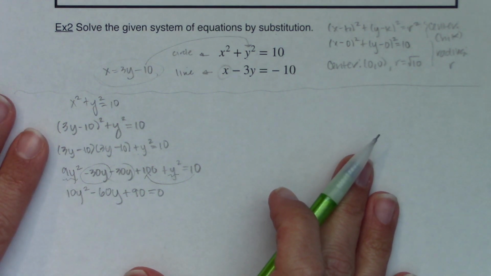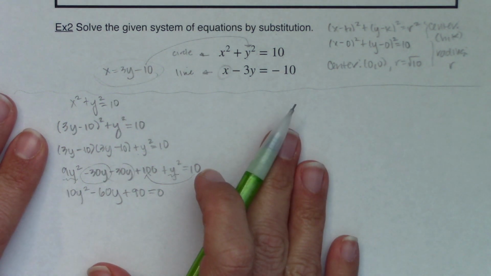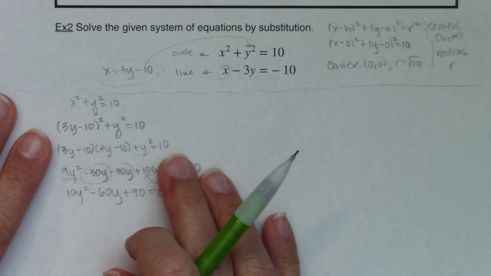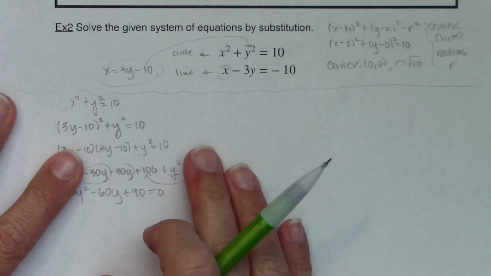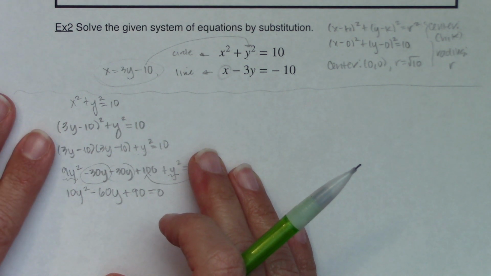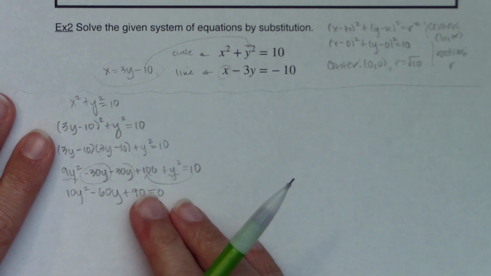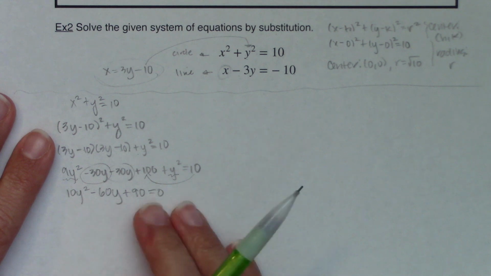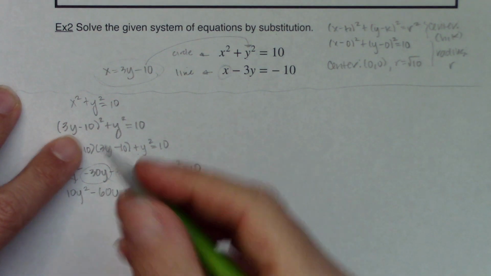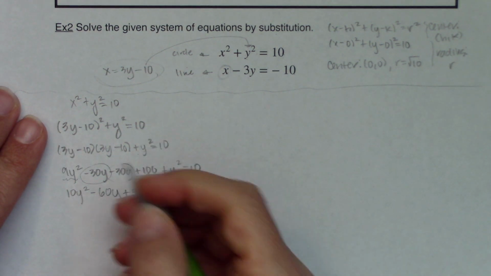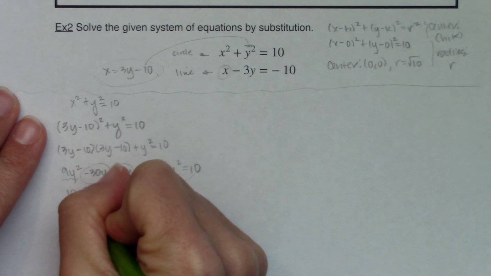Anytime you want to solve a quadratic equation, there are 3 ways to do it. You can factor, you can use the quadratic formula, or you can complete the square. I'm going to try and factor this. If you don't want to try and factor it, just use the quadratic formula. But I can see there's a GCF, so I'm going to factor out the GCF of 10.